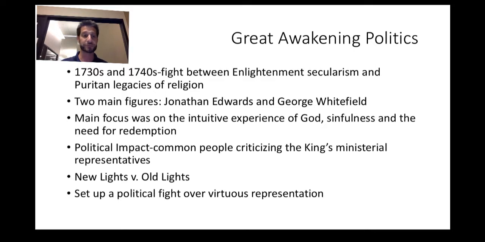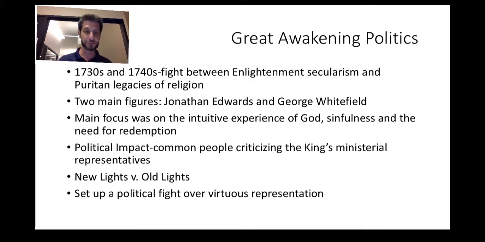Now, that's all religious. What does that have to do with politics? Well, notice who Jonathan Edwards and George Whitefield are. They are common Protestant ministers. They basically started in New York and then started moving out into the farming lands. And as they did that, they would give these huge sermons to massive amounts of common people. There's a political impact to that. The common people are now criticizing the ministers who happen to be the king's representatives.